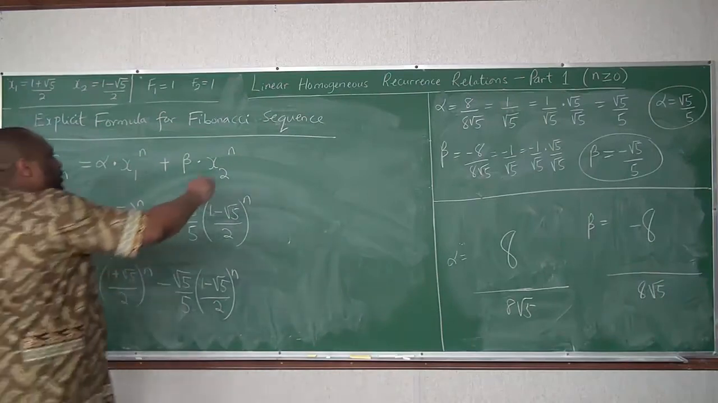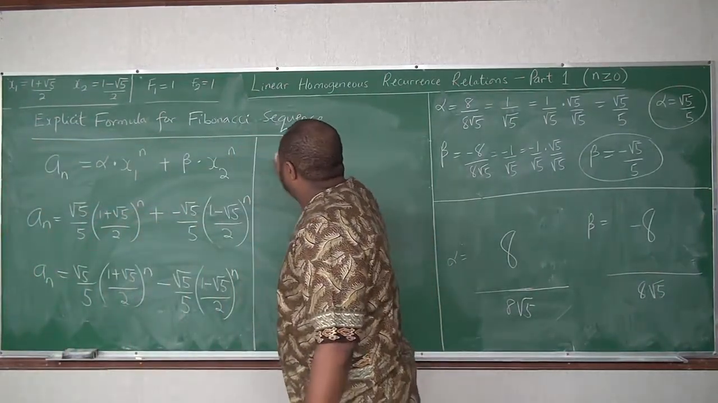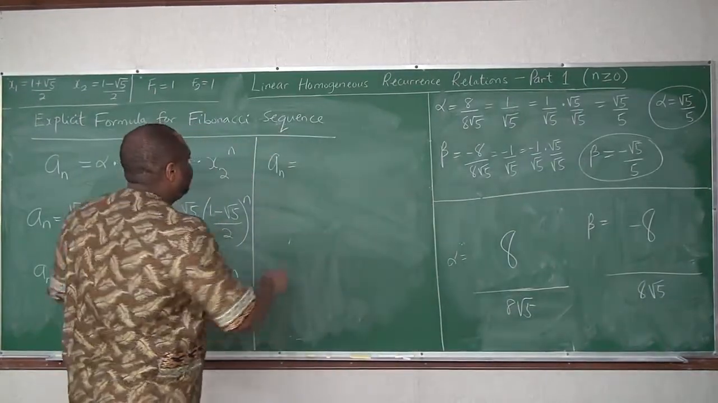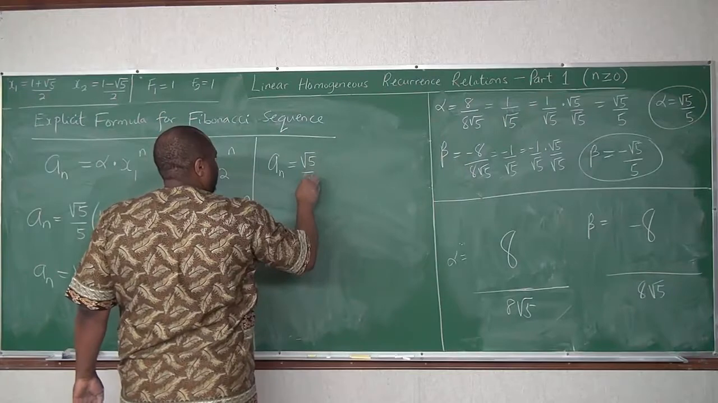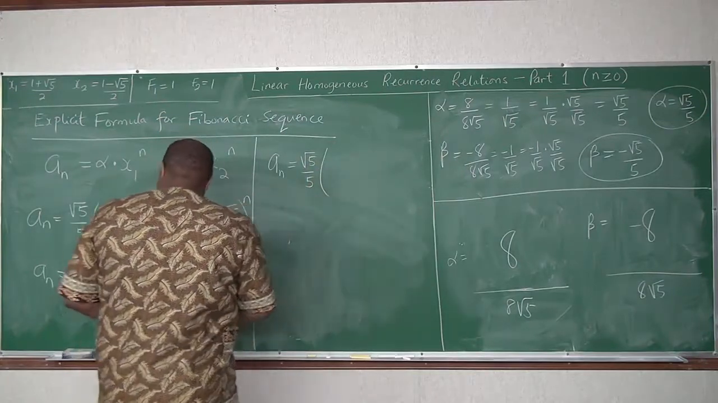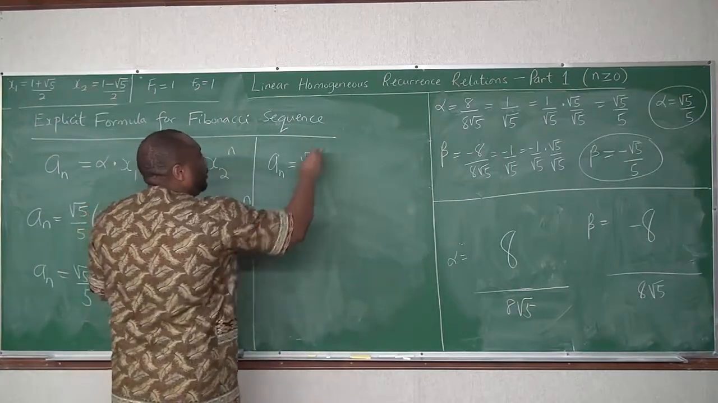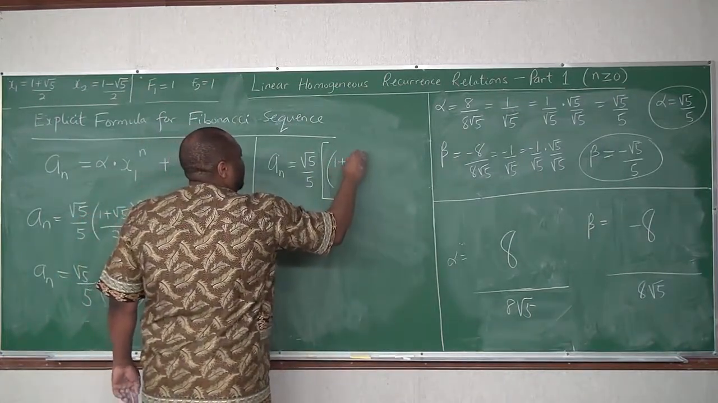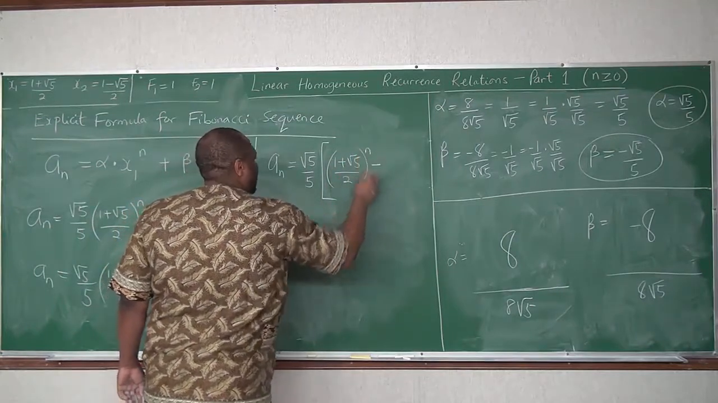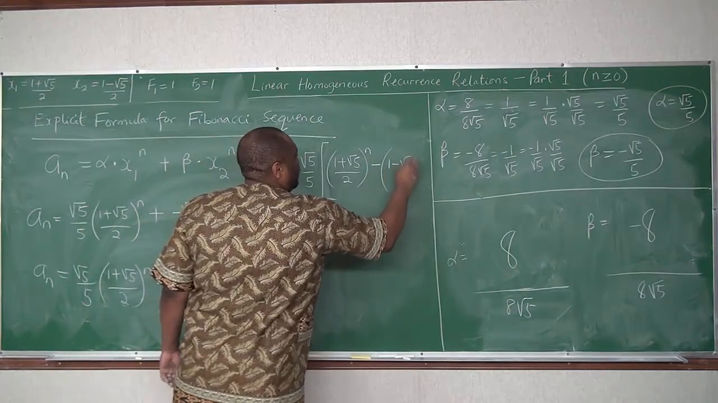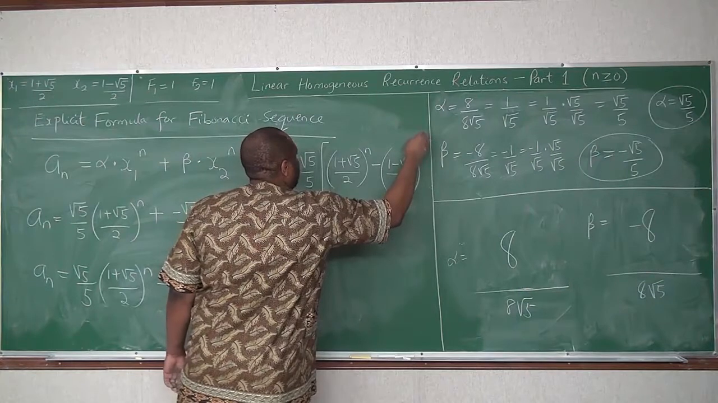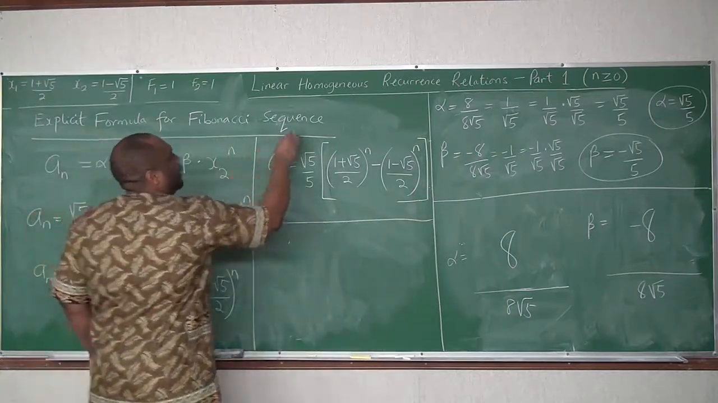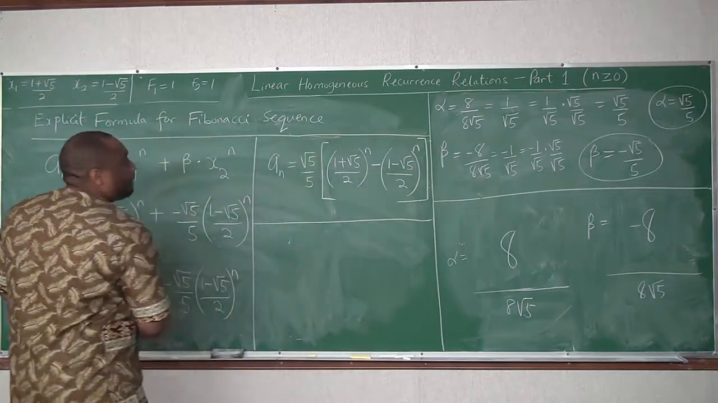Final answer. So our final answer would be that the nth term would be, we factor by GCF, root 5 over 5 times, let's use a bracket here, 1 plus root 5 over 2 raised to power n minus 1 minus root 5 all over 2 raised to power n. And this becomes your answer here. Okay?